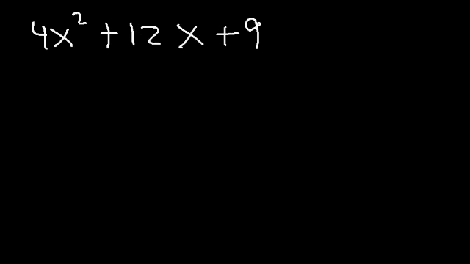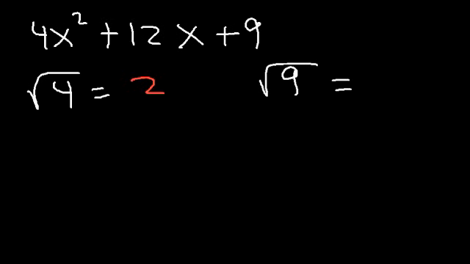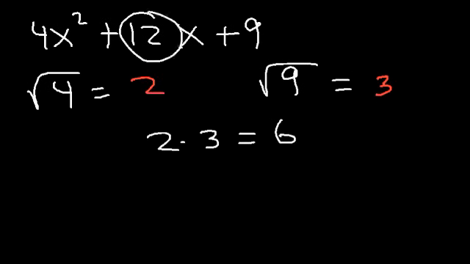Now what about this one? 4x squared plus 12x plus 9. Is it a perfect square trinomial? Well, let's find the square root of 4 and the square root of 9. The square root of 4 is, I mean, not 3, I take that back, it's 2. The square root of 9 is 3. And if we multiply 2 times 3, this is equal to 6, which is half of 12.